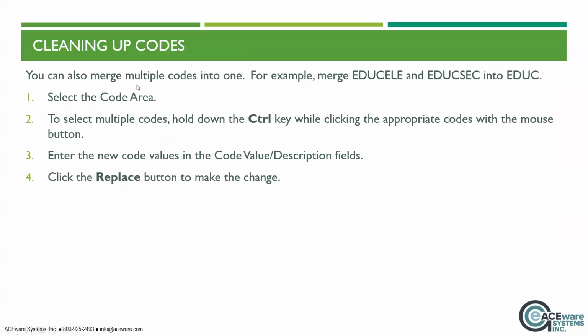And then here's the cleaning, merging multiples. So, here's one where they got two different codes, elementary and secondary education, and they're just combining them all into education. You're going to go to code area. You select the two different codes using the control key on your keyboard. And then in the value description field, you would put in what you want to call the new combined code, and then click replace.